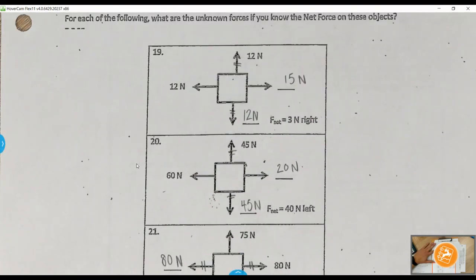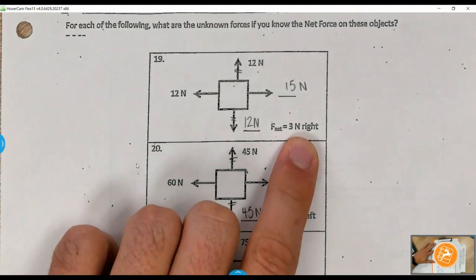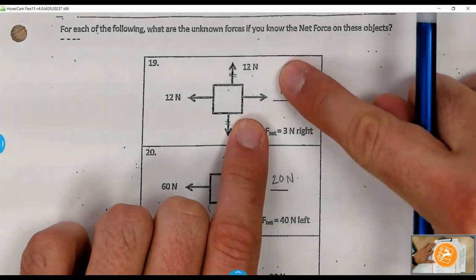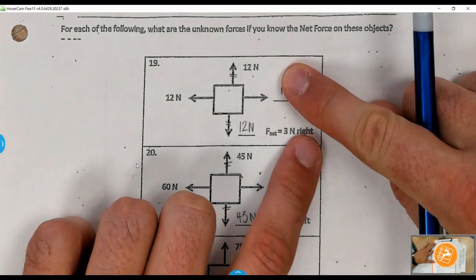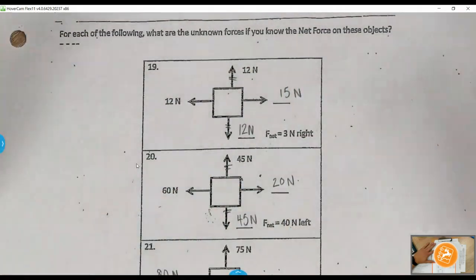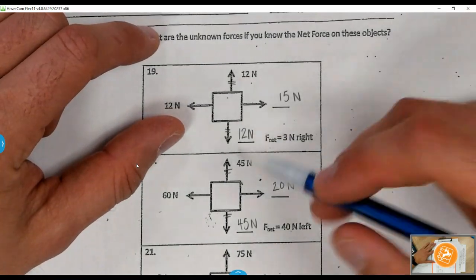All right, guys, so we're going to look at a couple of these little mechanical equilibriums, simplify something down to figure out a net force, or if you're given a net force, what the other forces would have to be. So in the first problem, the net force has to be 3 newtons to the right. This was blank and this was blank. So if they say 3 newtons to the right, the top and bottom have to balance no matter what, because the net force is to the right. So automatically put a 12 there.